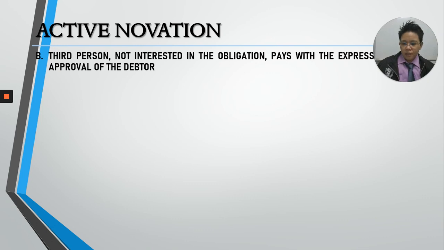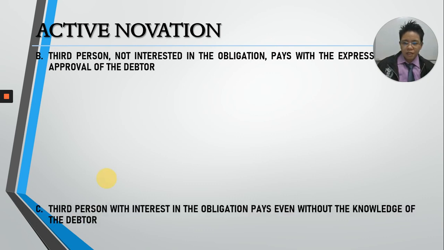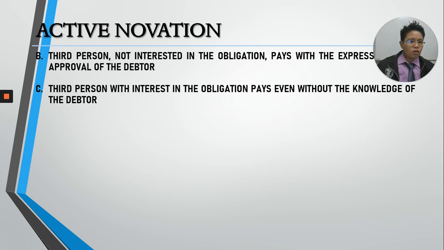So, what else? Pinag-aralan natin yan. Third person with interest in the obligation pays even without the knowledge of the debtor. So, a guarantor is a person with interest in the obligation. Debtor is indebted to creditor and the debt is secured by a guarantor. Guarantor pays the creditor. So, remember, your guarantor will become the new creditor by operation of law.